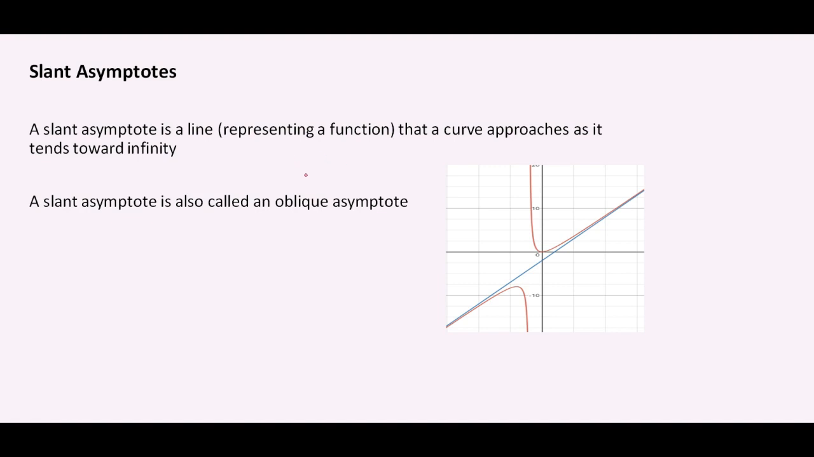So a slant asymptote is a line, usually representing a function, that a curve approaches as it tends toward infinity. In this graph we see here, we can see a blue line. The blue line here is a slant asymptote. The slant asymptote is the blue line, and the red is the curve that approaches infinity. So you can see that as it approaches infinity, it gets closer to the blue line on the positive and also on the negative. Another term for slant asymptote is oblique asymptote.